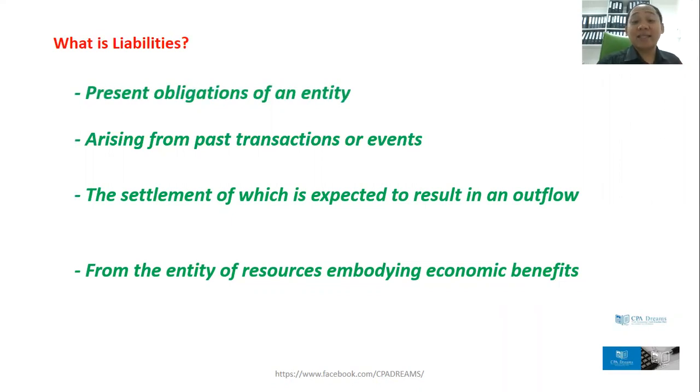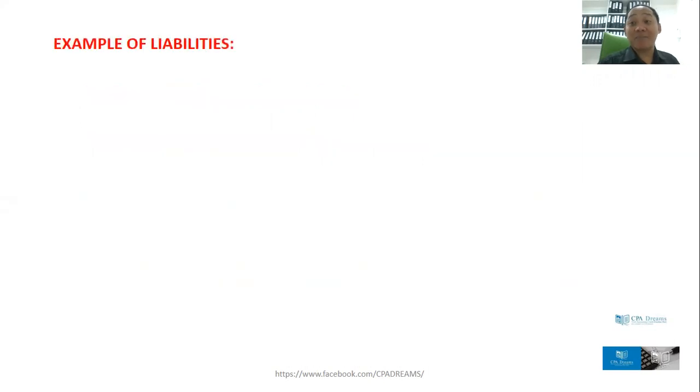Okay, from the entity's resources embodying economic benefits. What does it mean? Of course, the company will benefit from that inventory because they are going to sell it with a markup. So there are embodying economic benefits later. Okay, once they sold the inventory. Okay, so that is the definition.